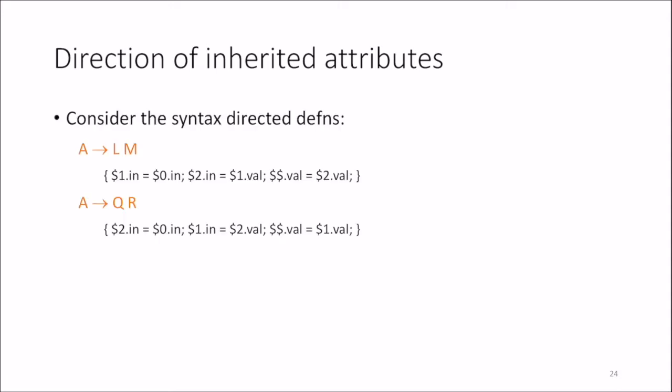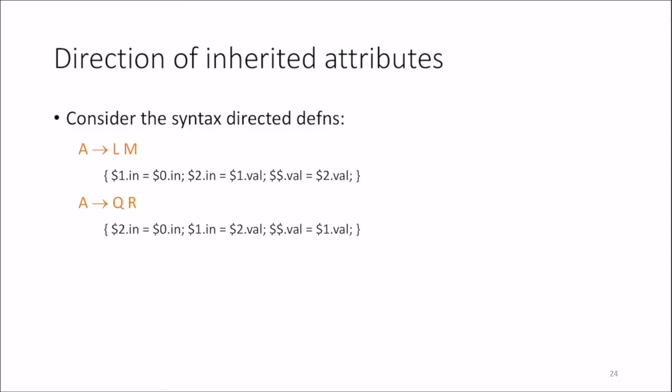So it's possible that in some cases you need to have inherited attributes for various reasons. It could be that you can't change the grammar, or it's more convenient to use inherited attributes. But let's look at what direction is possible if I am interested in parsing from left to right, which is kind of how we want our compiler to work. We want a compiler to go left to right and then detect errors, and report them essentially from left to right. So let's consider these two syntax-directed definitions.